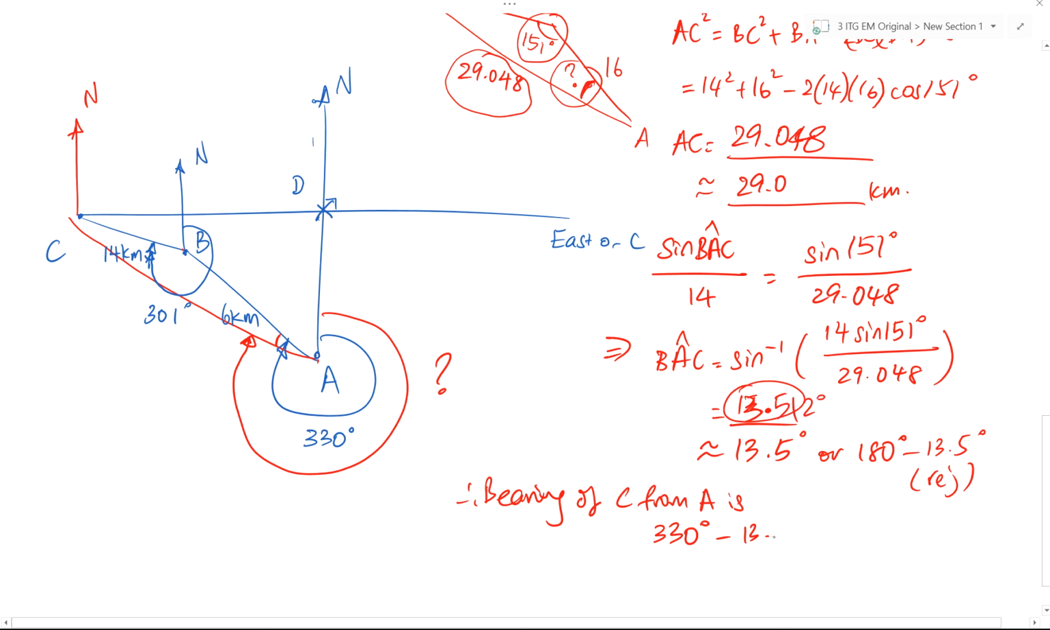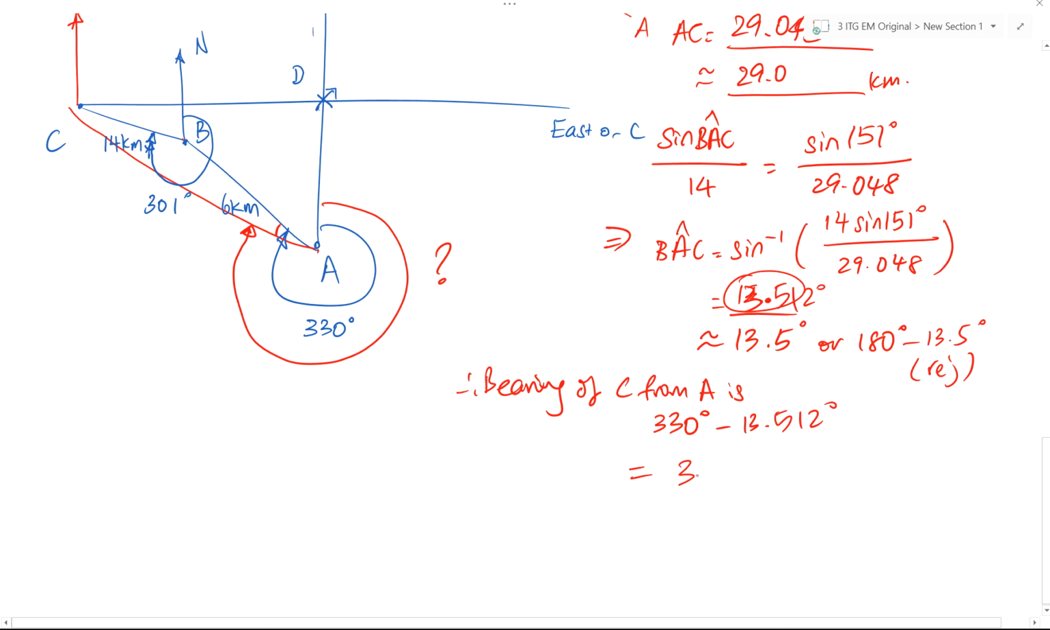13.512. 0.512 degrees. So we get 316.488. Okay, so round off, 316.5 degrees. Remember, your bearing must have 3 digits before the decimal. So in this case, since it is a 300-over value, then it is definitely 3 digits already.